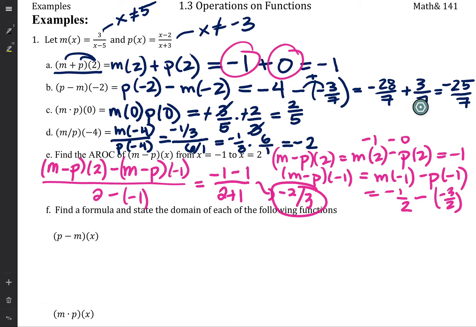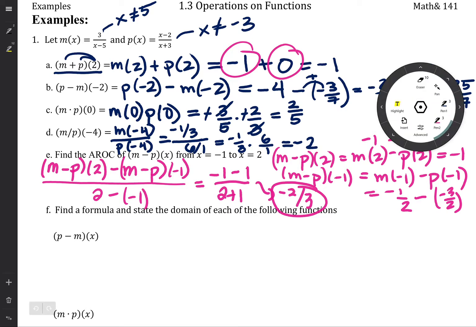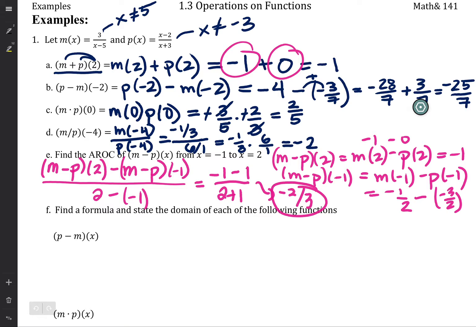What I want to emphasize is that the notation looks pretty messy, and that's what we're practicing, being okay with that and being able to sort it out. When I write this as m minus p of 2 minus m minus p of negative 1, divided by 2 minus negative 1, that looks pretty messy. But if you can keep track of what this means, we want to find the output of the function at the two different x values, and then just calculate a slope. So always try to see that simpler problem in the mess.